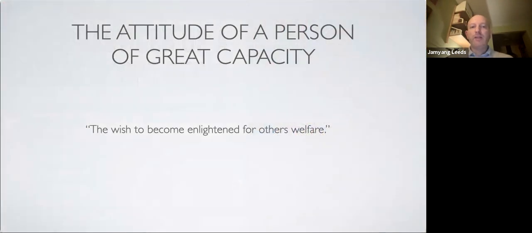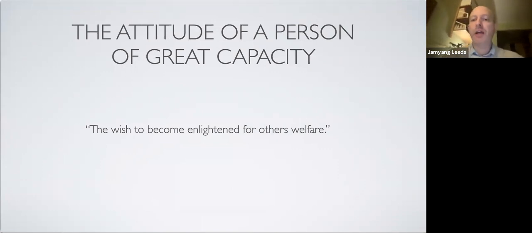And just to recap then, this is the attitude of a person of great capacity, the wish to become enlightened for others' welfare. That's a nice way to just remember it. It's got those 2 aspirations in there, right? Can you see how they're both in there? The wish to become enlightened, and the wish for others to become enlightened. That's in there, right?